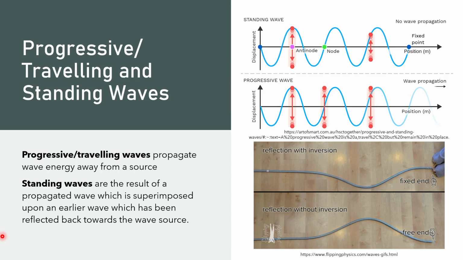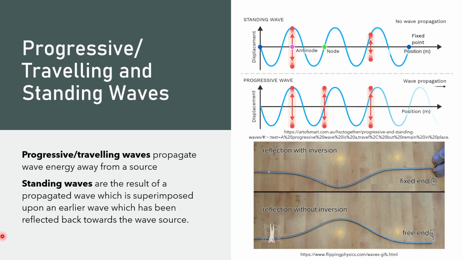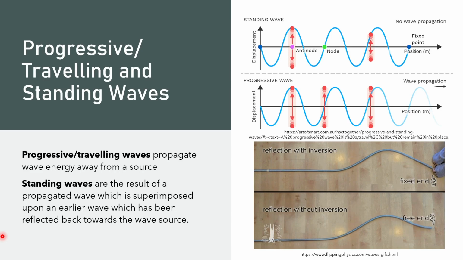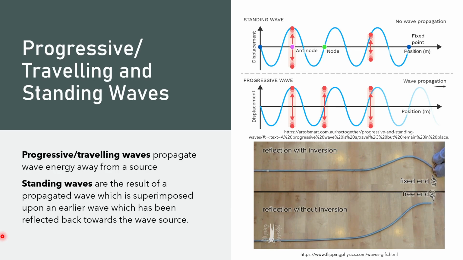The final thing that we're going to be looking at today, beyond just our focus on what waves do, is distinguishing between progressive or traveling as well as standing waves. So first off, progressive or traveling waves propagate wave energy away from a source, and essentially those waves will just continue on and on and on forever and ever.